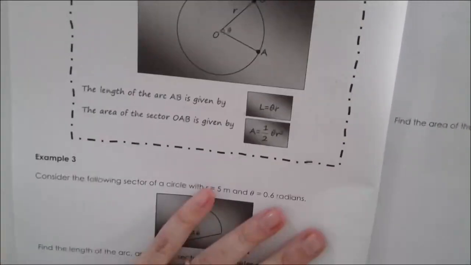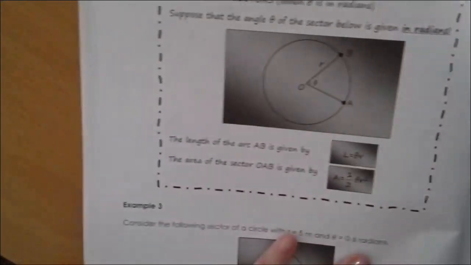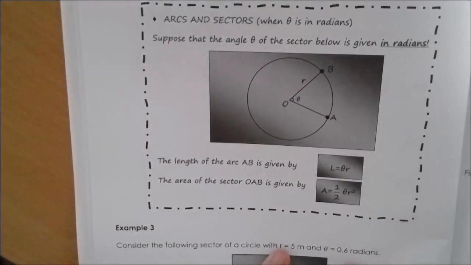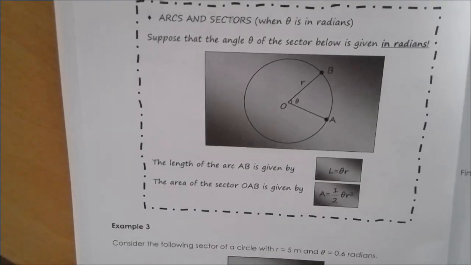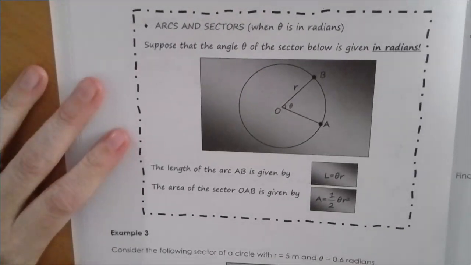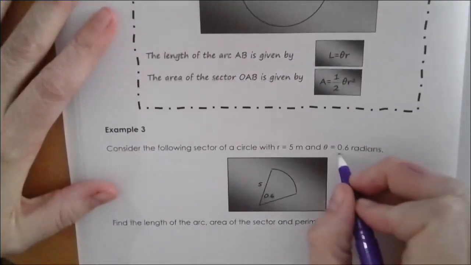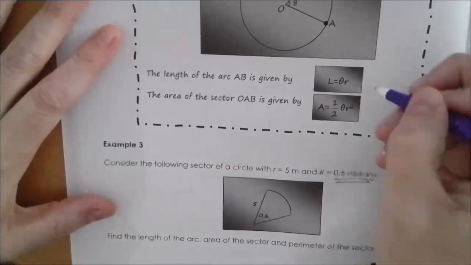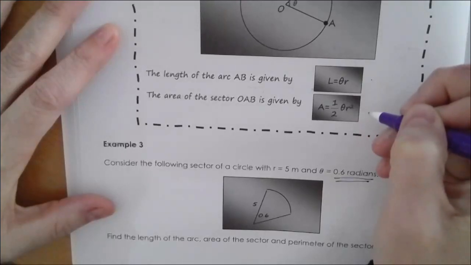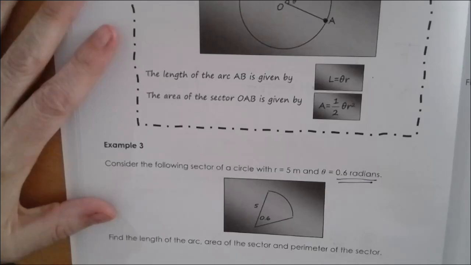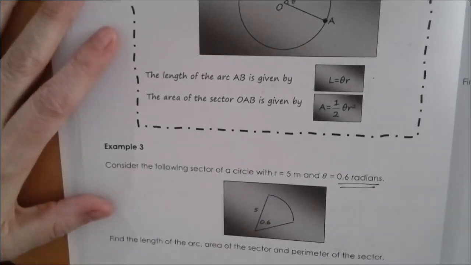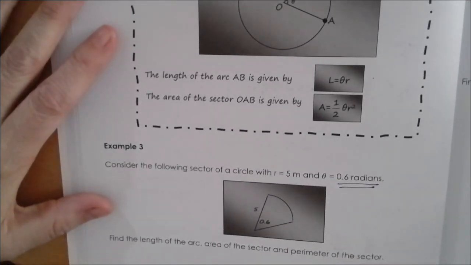So we've done arc length and area of sector in degrees. Now we have the formulas that go with radians, and these are also in the formula booklet. You just have to know how to use them. So if I'm given a problem and my angle is in radians, these are the formulas that are appropriate. My other examples had my angle in degrees, so those would be the formulas I would use.